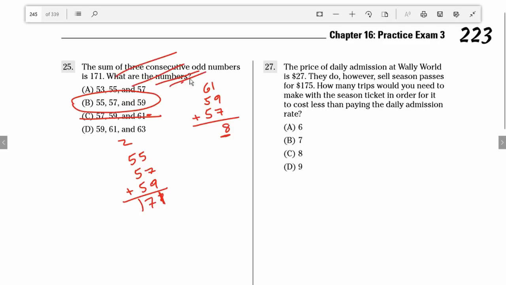Don't worry about doing algebra on this one. Again, if it doesn't require you to use algebra and you're not comfortable doing that, just add them up and move on.